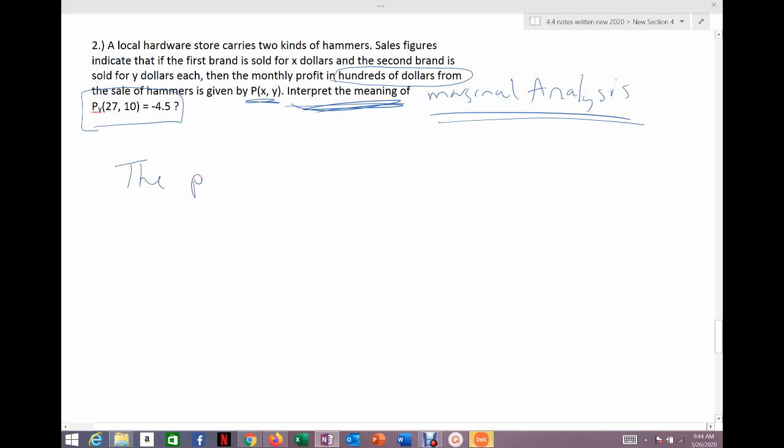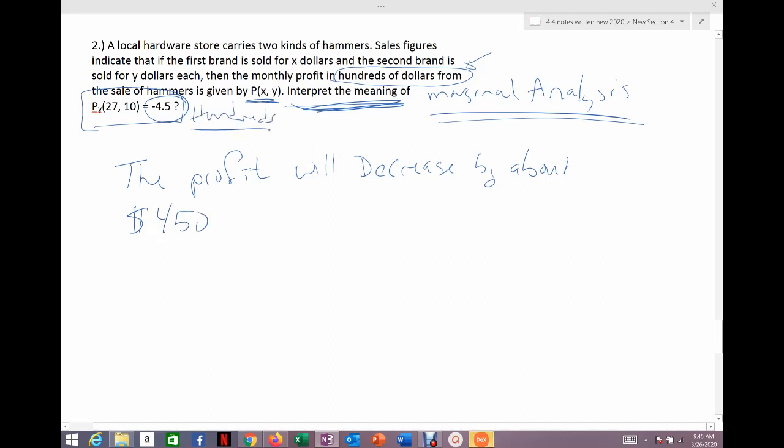The profit, it's a negative, will decrease by about, remember it's in hundreds of dollars, so it's not $4.50, it would be 450. I'm going to write 450. Right, because this is in hundreds. So profit will decrease by about $450.